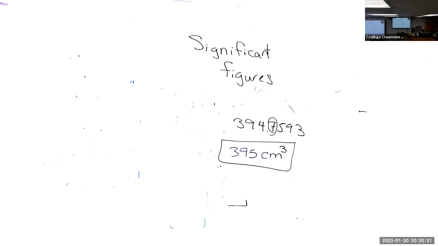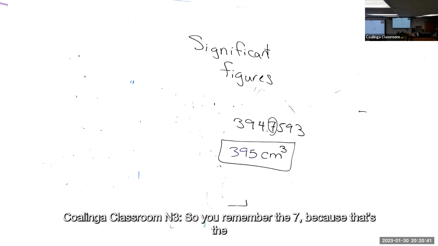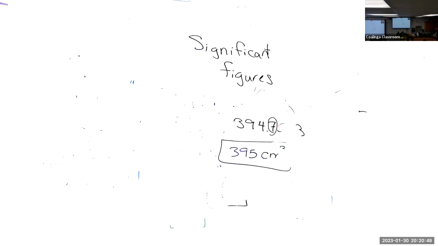Okay, everybody got that? So you round to 7 because that's the significant figure. Oh, no, we want 3 significant figures. So we go 1, 2, 3, and the 1 afterwards is the one that ends. Got it, okay.